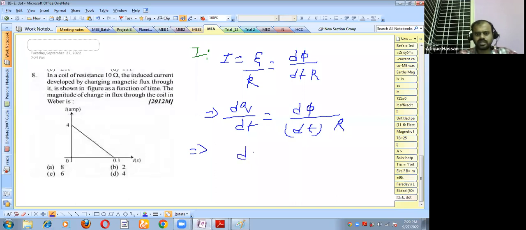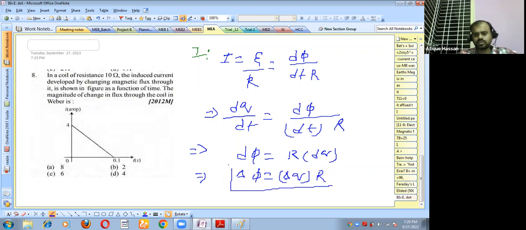So from here we can write d phi is equal to R into dq, right? Or we can say change in flux delta phi is equal to delta q into R. So this relation is very important. You can directly remember this: delta q is equal to delta phi by R. This will be very useful.